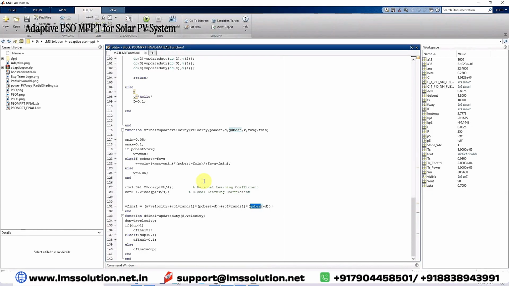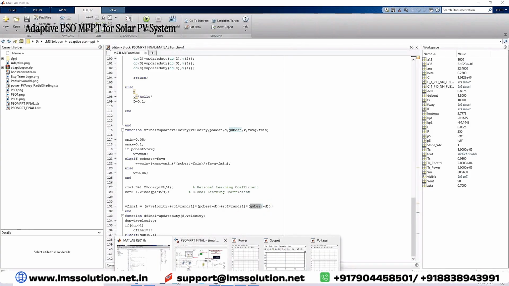So it is adapted according to the values of C1, C2. This is known as the adaptive PSO MPPT for a solar system. In normal PSO, W, C1, C2 are always constant. Here W, C1, C2 will vary every iteration, and you have to find the global duty cycle for the solar PV system. This is the code we implemented for the adaptive PSO MPPT algorithm, and I'm going to explain the model now.